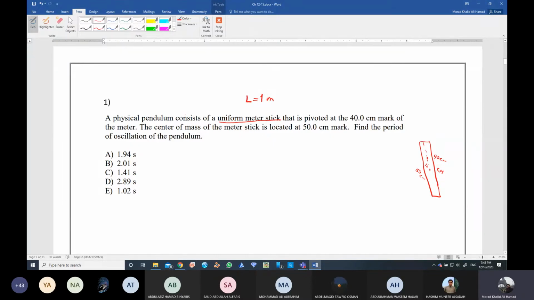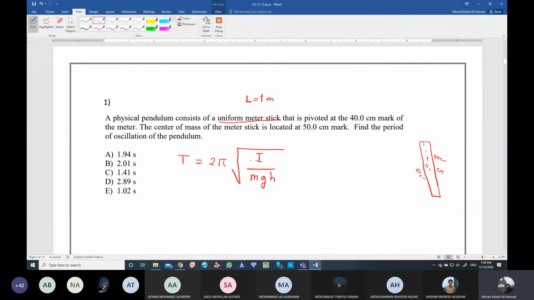Find the period of oscillation of the pendulum. We know from chapter 15 that the period is equal to 2 pi square root of I over mgh, where I is, do you remember what I is, Shabab? I com plus mh squared. Okay, here I is the rotational inertia.